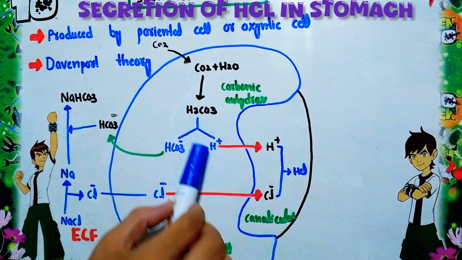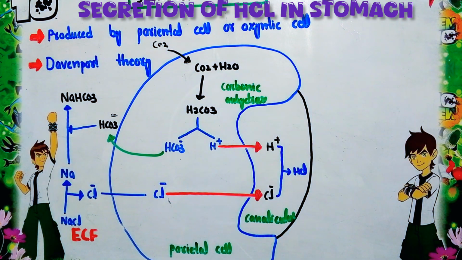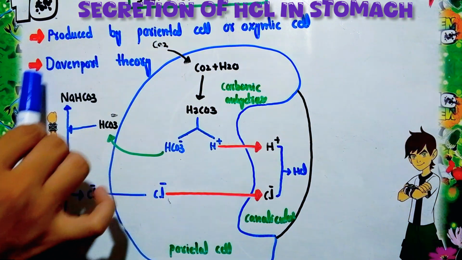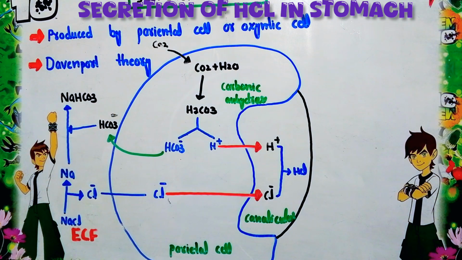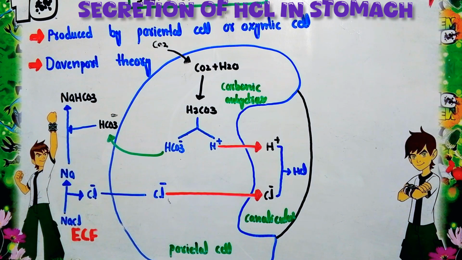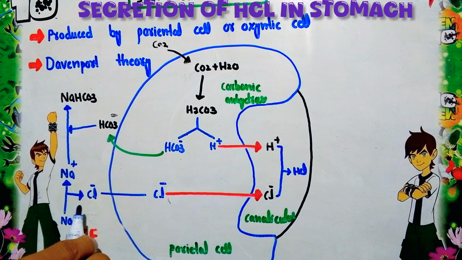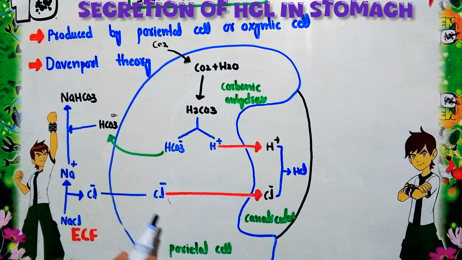Now this hydrogen ion is actively pumped into the canaliculus of the parietal cell. Right at the ECF, sodium chloride is present. This sodium chloride splits into sodium ion and chloride ion. The chloride ion is actively pumped into the parietal cell, and from the parietal cell it is pumped into the canaliculus of the parietal cell.